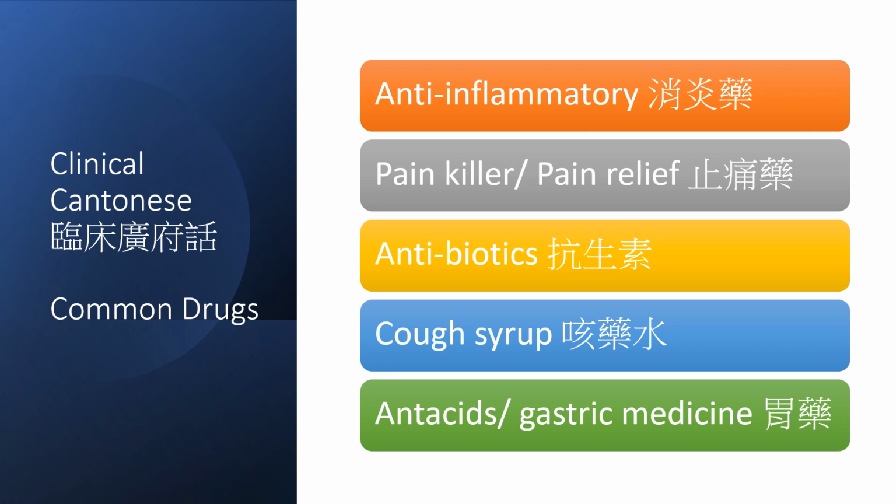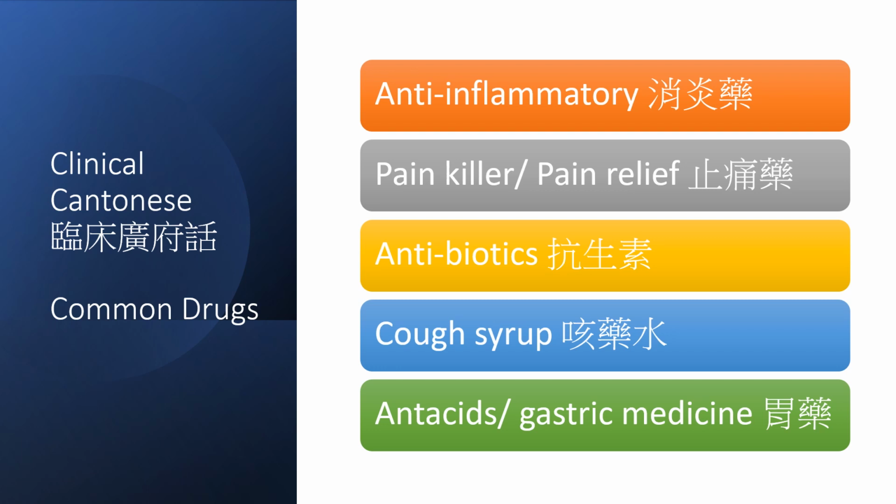The other type is antibiotics. We call it 抗生素. Okay, three syllables, 抗生素. And cough syrup, we call it in Cantonese cough medication, but in fluid form. We call it 咳藥水, cough syrup.